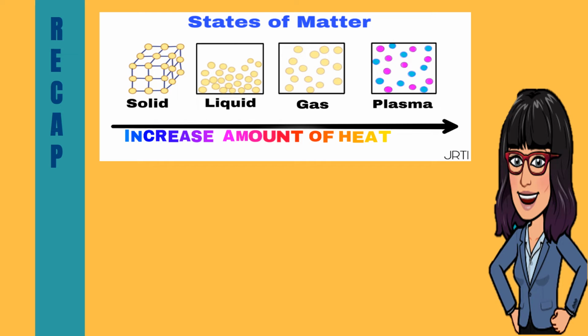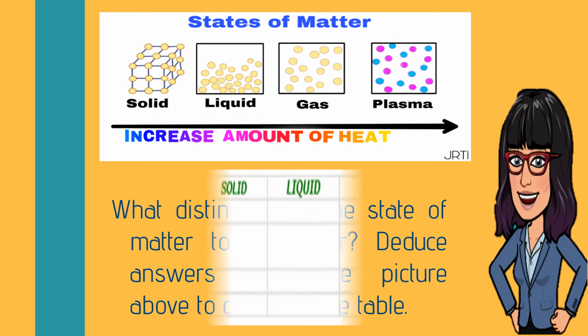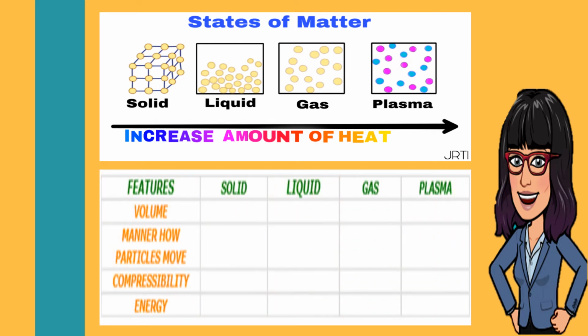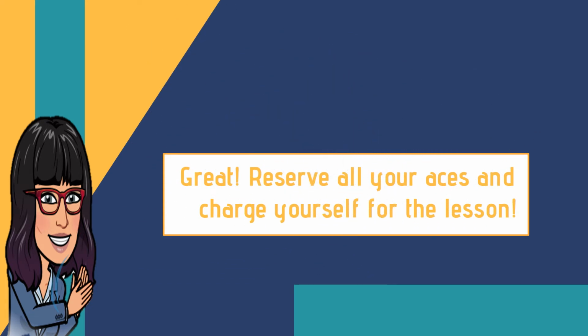Let's have a recap. Pause the video for a while and recall what you know on the states of matter. Then focus on the question, what distinguishes one state of matter to the other? You may deduce your answers from the picture above to complete the table. Take it slowly but surely. Be positive. I know you can. Here are the answers. Did you get it right? Great! Reserve all your aces and charge yourself for the lesson.